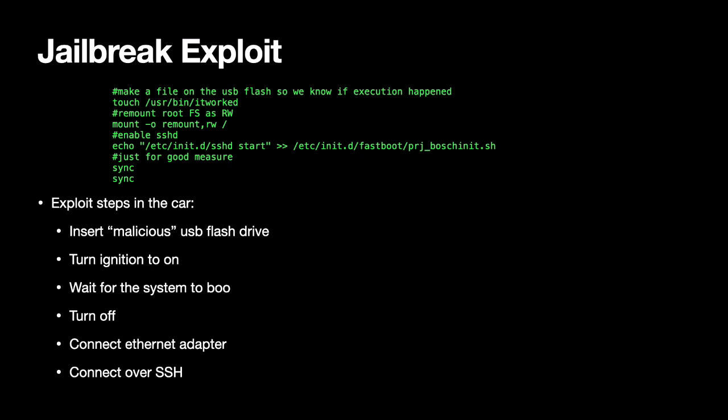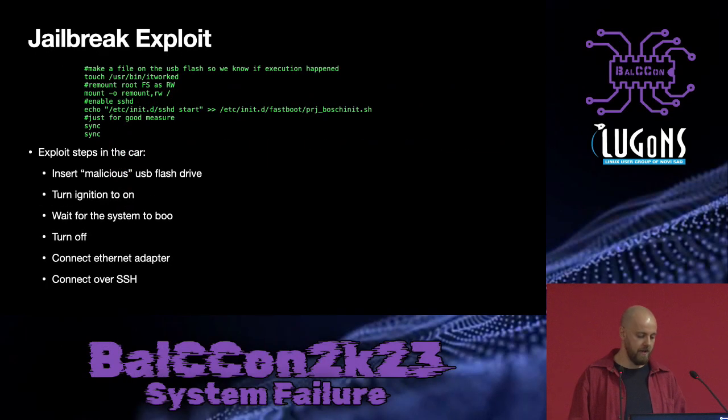So the whole procedure for actually exploiting this in the car is you take the USB key, plug it into the USB port, turn the car on, it boots up, it mounts the file system, that puts a backdoor on the original file system, enables SSH, you reboot the car or turn it off, turn it on again, and now you have an SSH shell running on the thing, and you can just connect to it over the network using that Ethernet adapter from earlier.